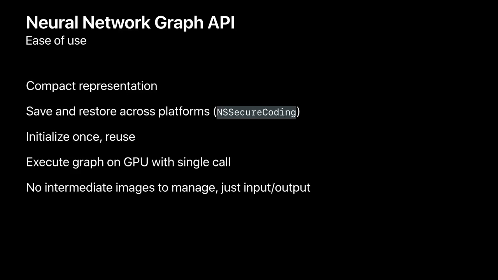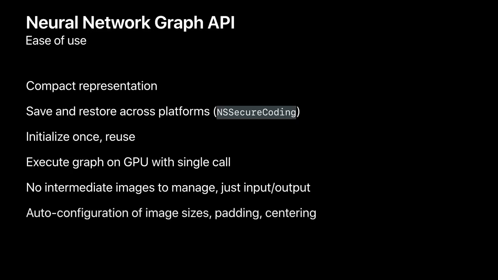Internally, we use metal heaps to make sure that the memory footprint of all of your intermediate images is as small as possible. For example, for the Inception v3 network, this means 5x memory savings and 10x fewer allocations, which I think is pretty impressive. So as I said, the graph does all the grunt work for you. It takes care of creating intermediate images. It takes care of sizing them. It even sizes your output. It takes care of the padding policies. It takes care of centering. So in short, it's a lot less code for you to write, and a lot fewer bugs for you to write as well. And when I say less code, I mean a lot less code.